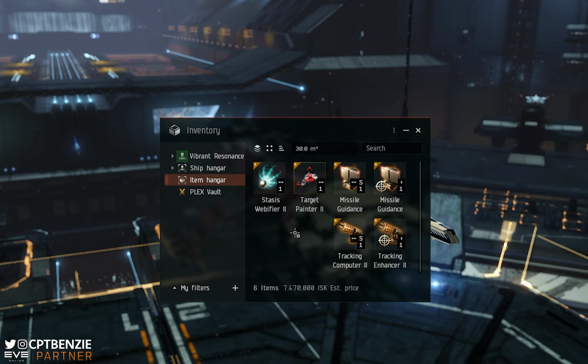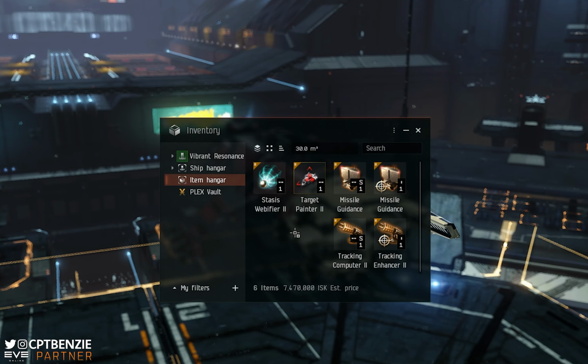Stasis Webifier if you're going to be in range, or if the reduction to speed is also going to help hold your target in place if it's likely to run away. Then if you're solo, go for your computers, and if you're not solo, go for your painters. But what about the enhancers, right? Well, those are the wild cards.